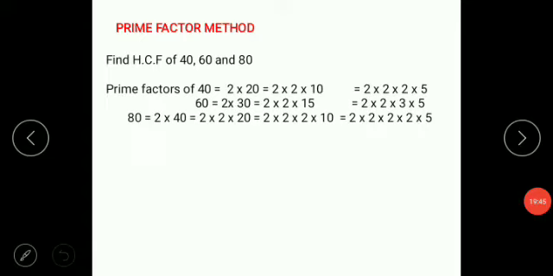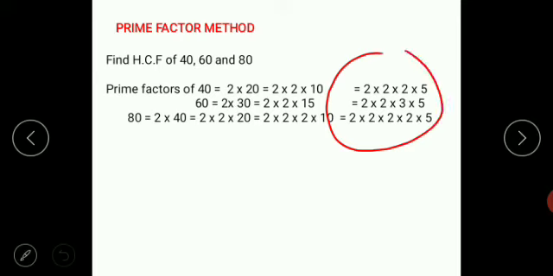Okay. Now we got all the prime factors of 40, 60 and 80. Now the first step is to split each given number into its prime factors. Now the second step is to select the common prime factors. Now we got these, all are the prime factors. Now we have to find out the common prime factor in all the three.